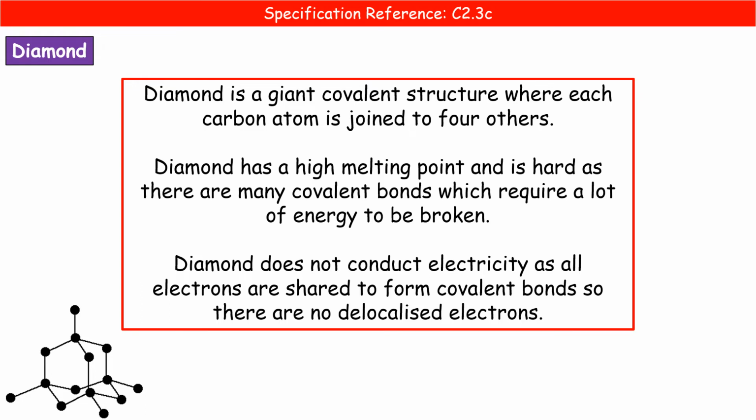The second property we're going to focus on is its ability to conduct electricity, and diamond does not conduct electricity. The reason for this is that those 4 electrons in its outer shell are all involved in making covalent bonds because it joins the 4 other carbon atoms. So because all 4 of those electrons are involved in a covalent bond, we have no delocalized electrons. As a result, diamond does not conduct electricity.